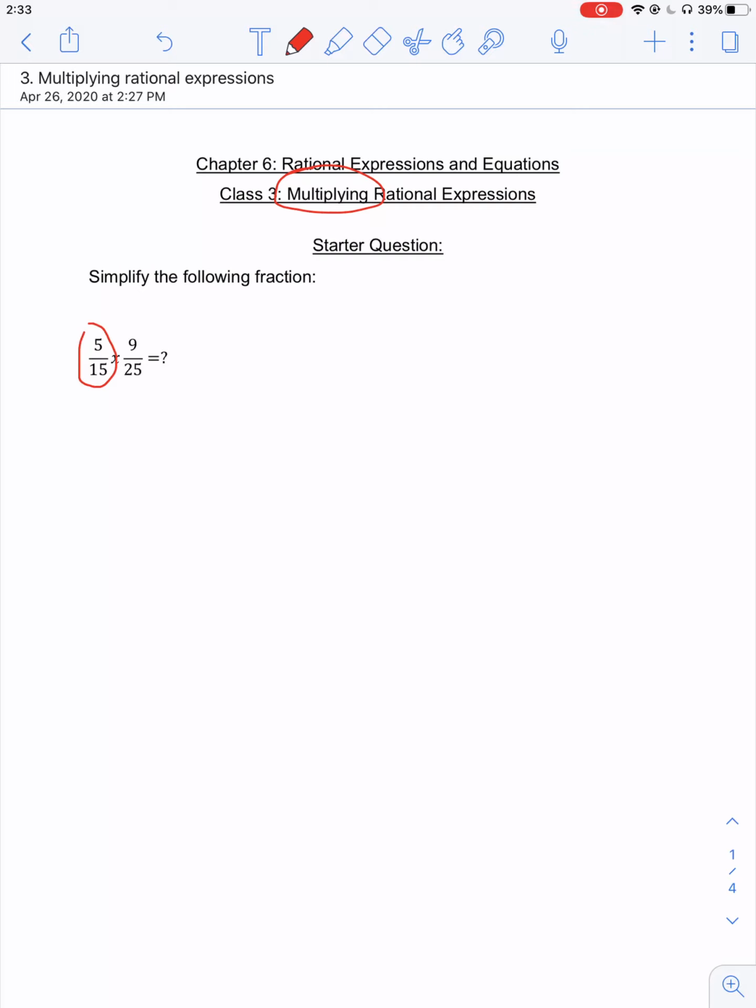What do I mean by that? Well, 5 is already prime, so I'm just going to leave it like that. But 15 is actually 3 times 5, and both of them are prime numbers, so I cannot factor anymore. Times 9, which is just 3 times 3. I'm talking about this line over here. I rewrote that as 3 times 3. And the 25 is 5 times 5.